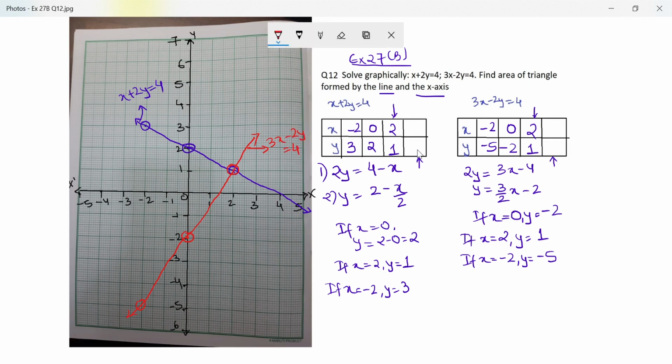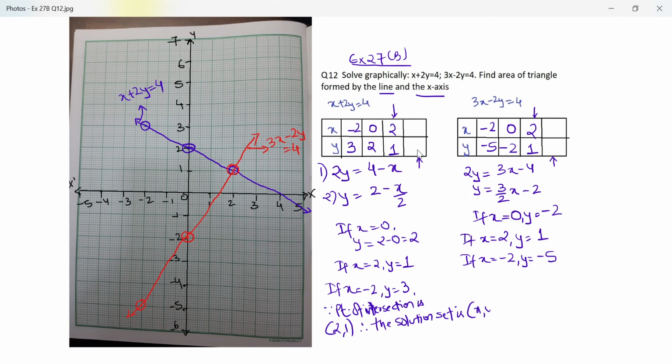In the question they clearly said to take 2 centimeter is equal to 1 unit. That's why I have taken my graph as 2 centimeter is equal to 1 unit. So since the point of intersection is 2, 1, therefore the solution set is x, y is equal to 2, 1. So that's my solution. Let's just write this down, 2, 1. So this part of the question is done.